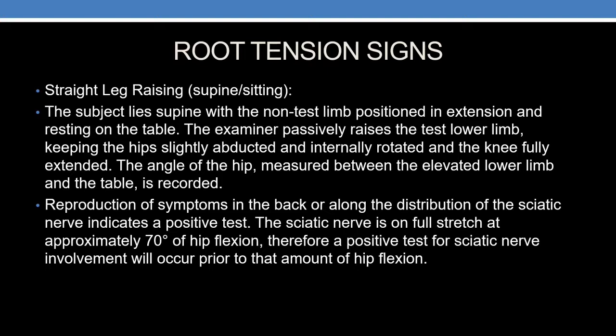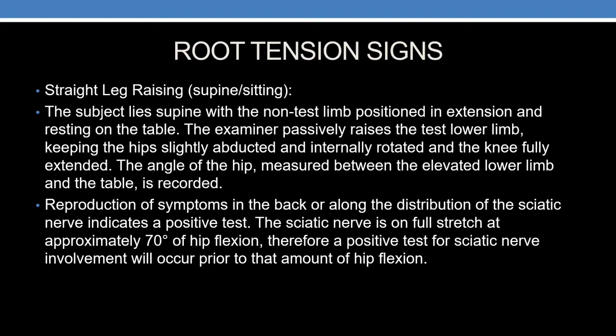Now, according to some studies, and I'll tell you what the AMA guides say here in just a minute, the sciatic nerve is on its full stretch, maximum tension, at approximately 70 degrees of hip flexion. Therefore, a positive test for sciatic nerve involvement will occur prior to that amount of hip flexion.